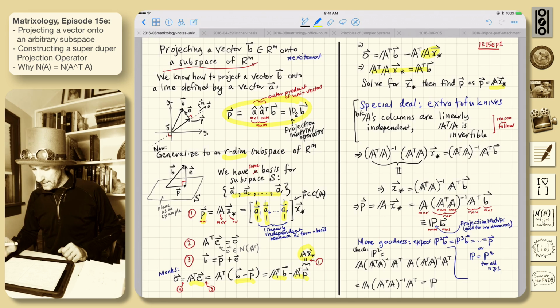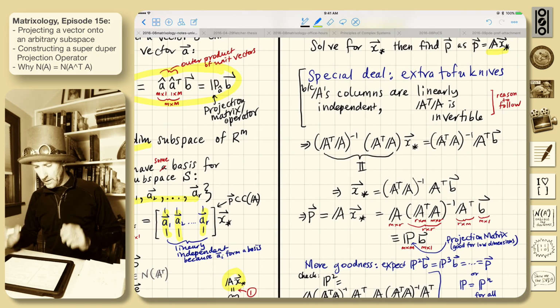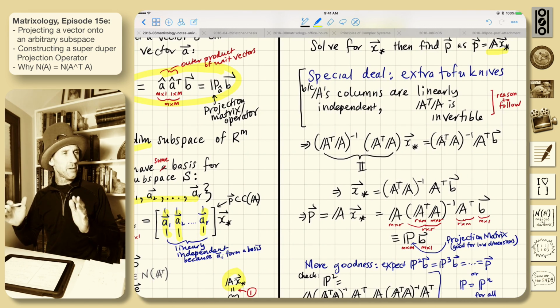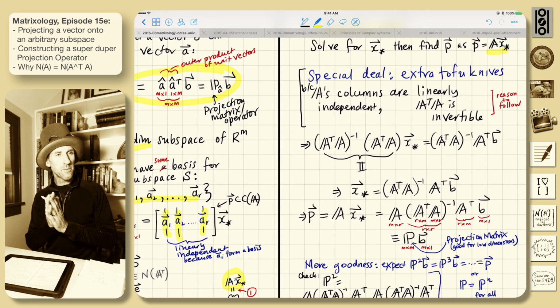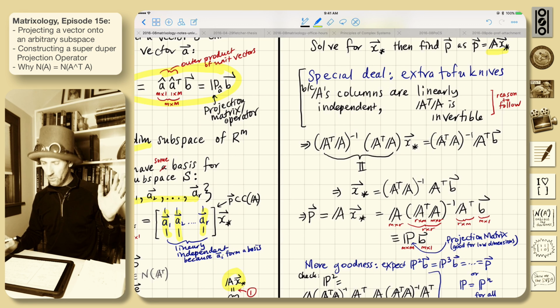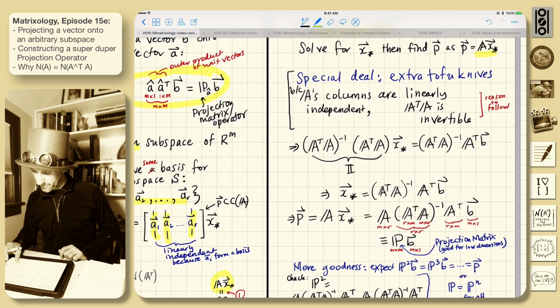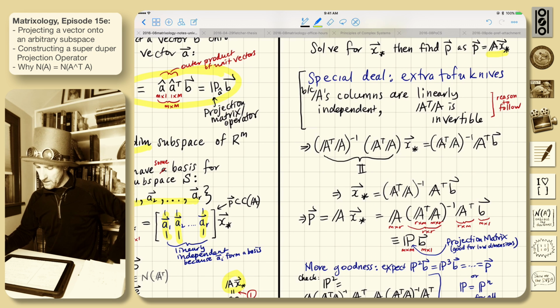Okay, so here's the difference now, because A's columns are linearly independent. This is the big deal. We can do some things we couldn't do for the normal equation in general. So we'll have this in a second.